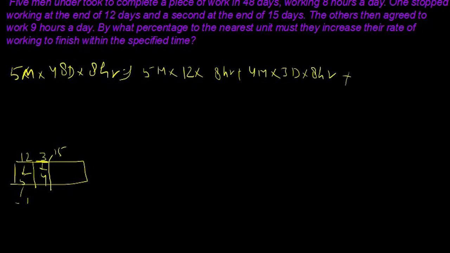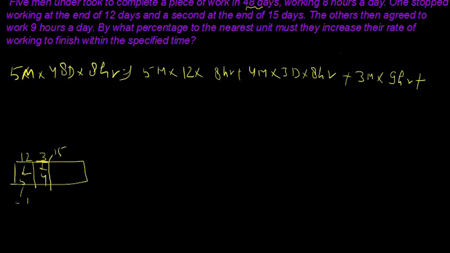Second, at the end of 15 days, the others agreed to work for 9 hours a day. So then the remaining persons, how many are remaining actually? 3 men are there, and they agreed to work for 9 hours a day. By what percentage to the nearest unit must they increase their rate of working to finish within the specific time? So what was the specific time? 48 days was the specific time.